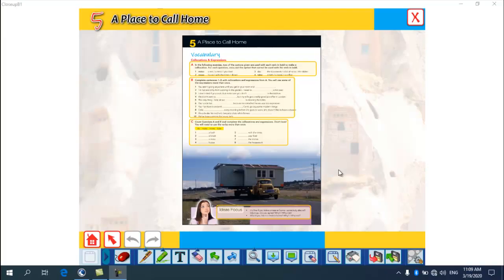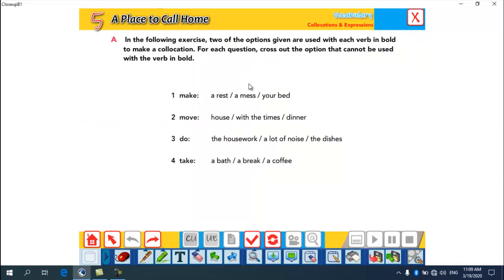Hi, let's continue our session by completing vocabulary unit 5, a place to call home. Please, I want all of you to open page 64. Vocabulary part, collocations and expressions. Exercise A. In the following exercise, two of the options given are used with the verb in bold to make a collocation. For each question, cross out the option that can't be used with the verb in bold.